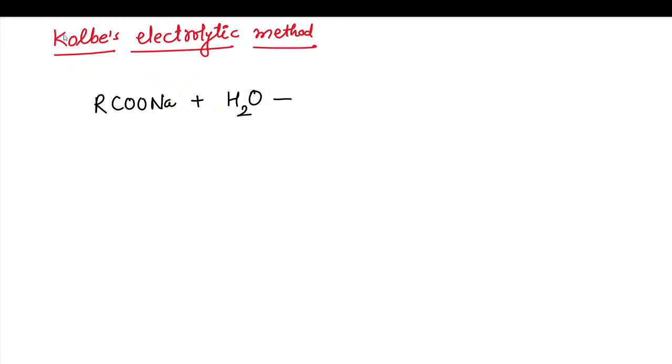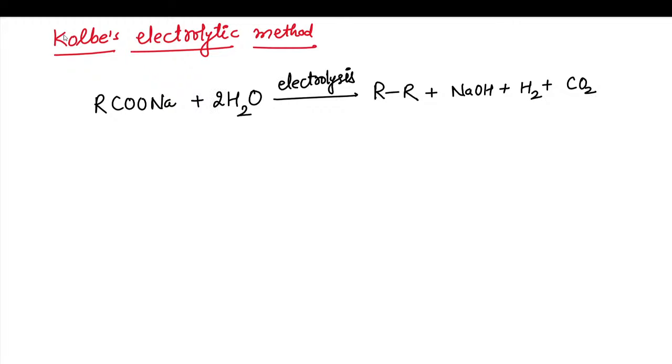Water, electrolysis, we get an alkane along with sodium hydroxide, H2 gas and CO2 gas. 2 and 2, because R, double R is there. So 2 and 2. These are the products formed. Here n is the number of carbon atoms.